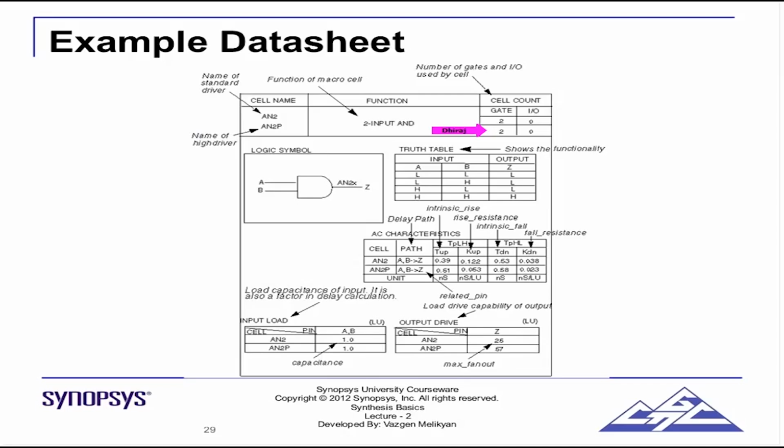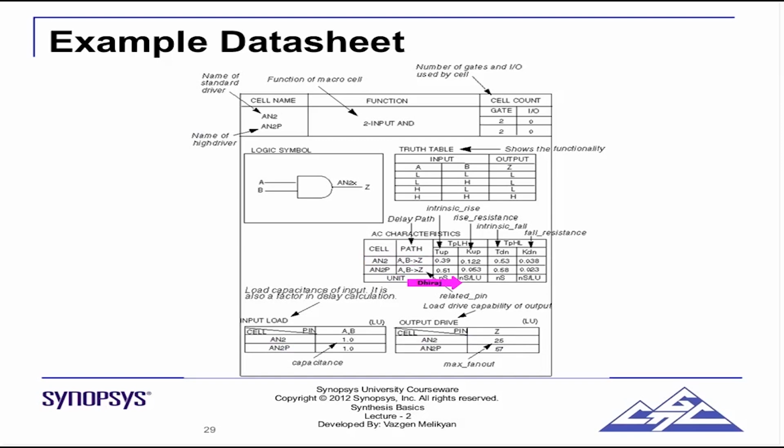It gives the design parameters. It will tell what is the capacitance at input. It will tell how much output load can the cell drive. So for example, AN2 can drive 25 units of load. AN2P, which is supposedly higher drive, can drive 57. It also tells you what are the delays from A, B to Z for both of these cells in nanoseconds.